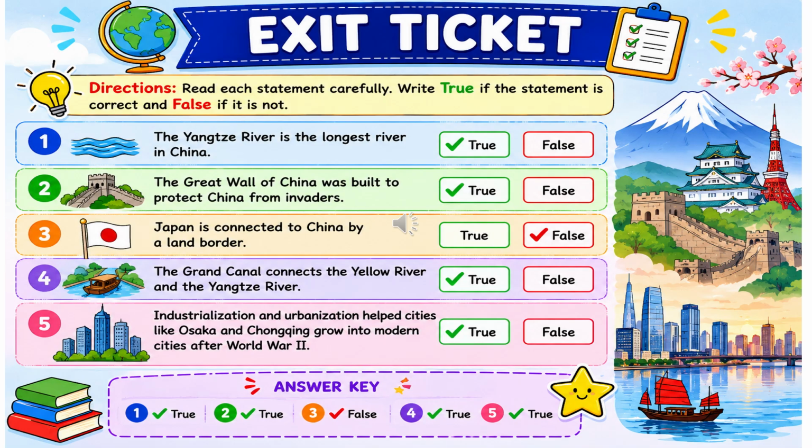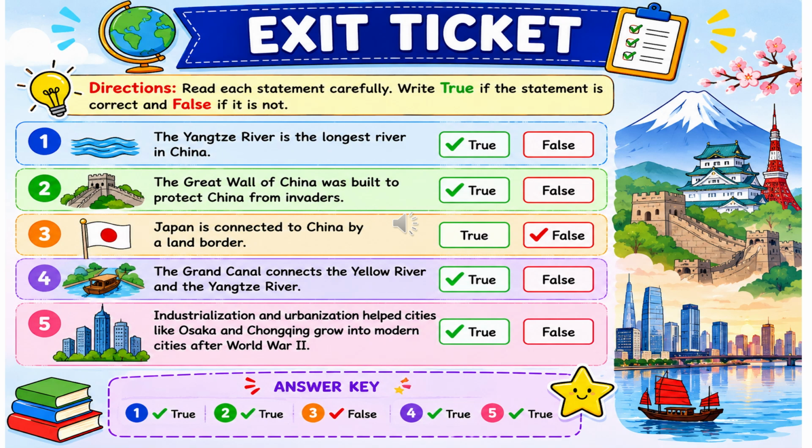Now the second question: the Great Wall of China was built to protect China from invaders. The correct answer is yes, true. One of the main purposes of the Great Wall was to help defend China from invasions coming from the north side, especially Mongolia and the Central Asian region.